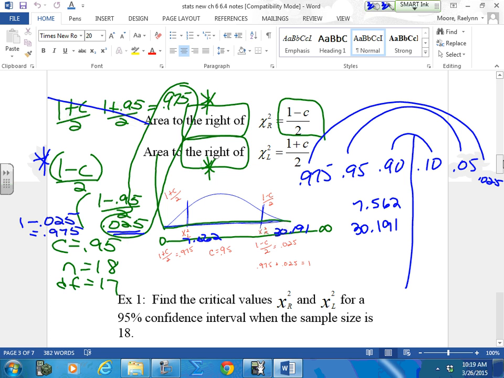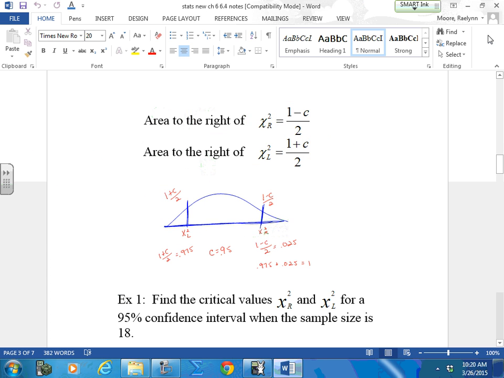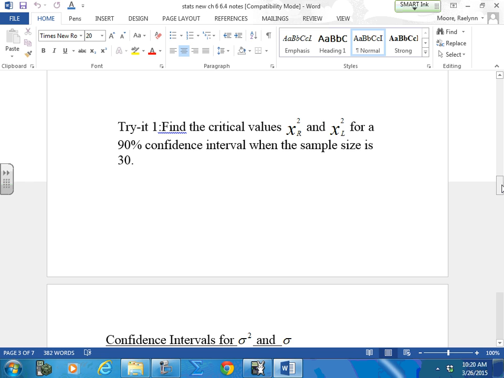We look up those two values. The smaller one has to be the left one. This is the chi-square left, and this is the chi-square right. The left one has to be smaller than the right one. Makes sense, right? Okay, we'll do another one together. Don't get hung up on the who's right and who's left formula. I don't even use those. Something that's familiar to you. Okay, let's try another one together.